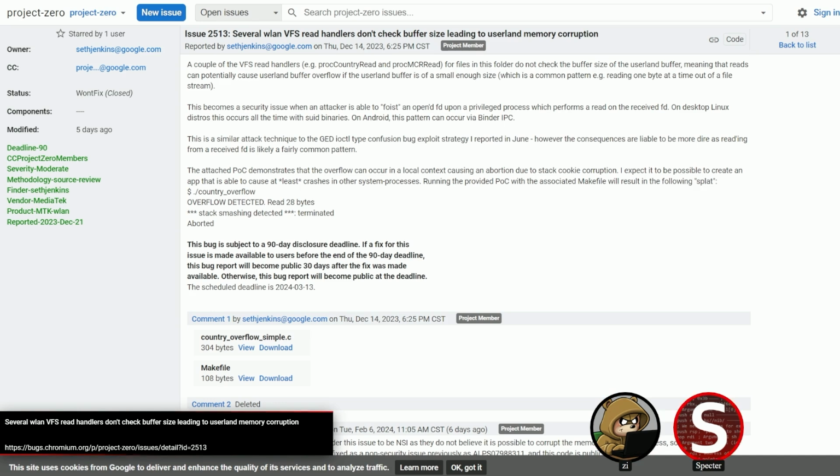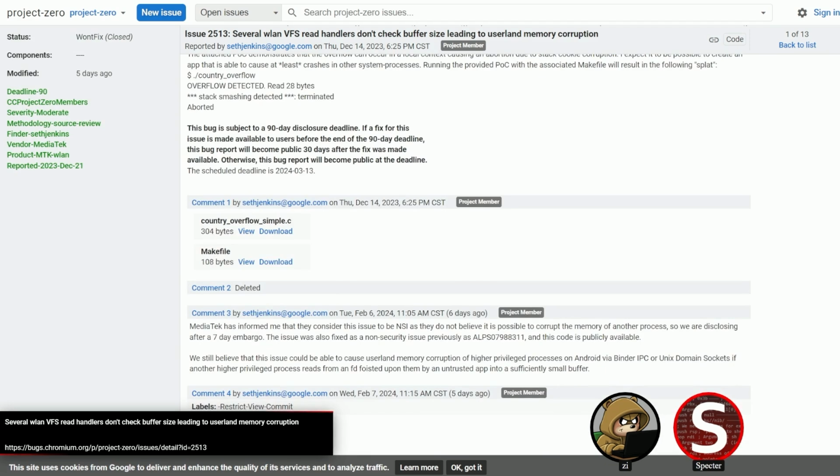Another interesting aspect of it that we haven't mentioned yet, I think you might have mentioned this on your prep stream though, is that there was a bit of a disagreement between Project Zero and MediaTek here, because MediaTek did not really consider this to be an issue. They said they don't believe it's possible to corrupt the memory of another process. And so this got disclosed after a 7-day embargo because of that. It's one of those issues where it's a won't fix, so maybe you could try to take it to an exploit and see where you can use it, because MediaTek doesn't seem to consider it an issue. But Project Zero disagrees.